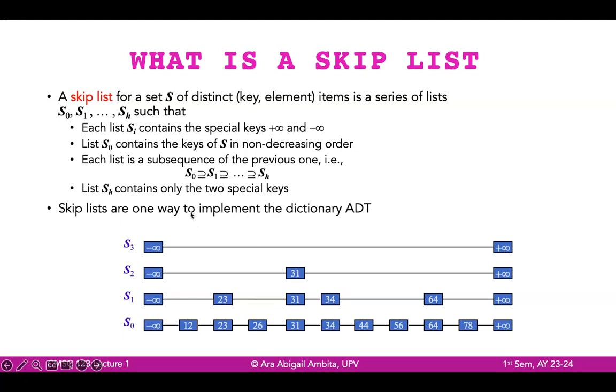So skip lists are one way to implement the dictionary ADT. What we can do here is store all of the keys, so it would make searching for keys so much faster.